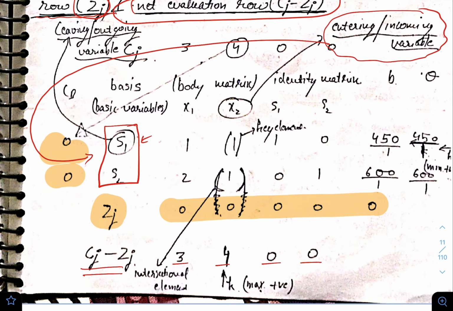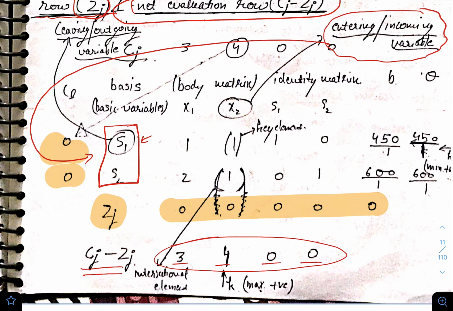Okay, now if I get all negative elements over here, then I will know that I have reached the optimum solution. But here it is not the case. We have 3 as a positive number, 4 as a positive number, and 0 and 0. So 4 is the maximum. So here x2 is my key column. Okay, so I know that the key column is my entering variable.